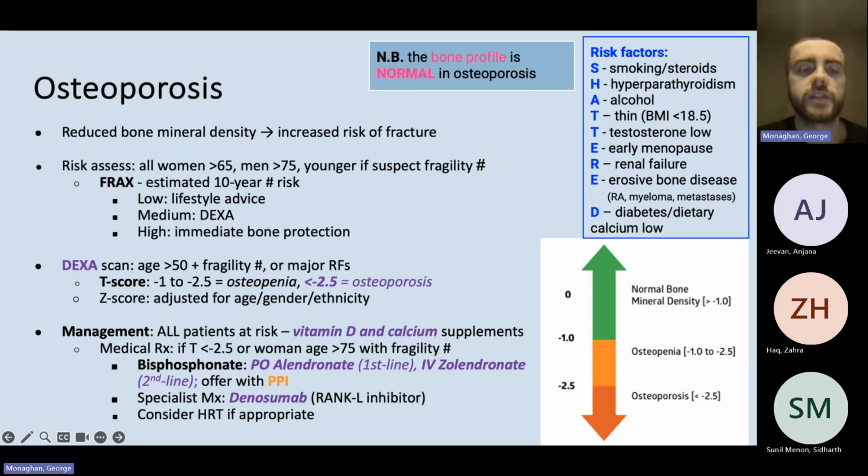And then if that doesn't work, we go to denosumab, which is a RANK ligand inhibitor. And I think the RANK ligand plays a part in osteoclast activation and activity. Therefore, if we inhibit it, there's going to be less osteoclast activity, and osteoclasts are what resorb bone. So if we stop that, there's going to be less bone resorption, and therefore, in theory, a higher bone mass, bone density. And then we consider hormonal replacement therapy if appropriate, such as in menopausal women, etc.